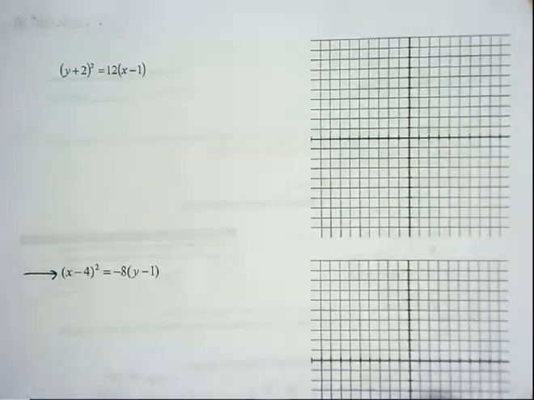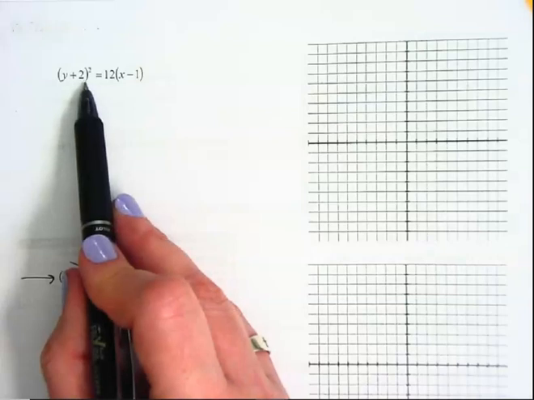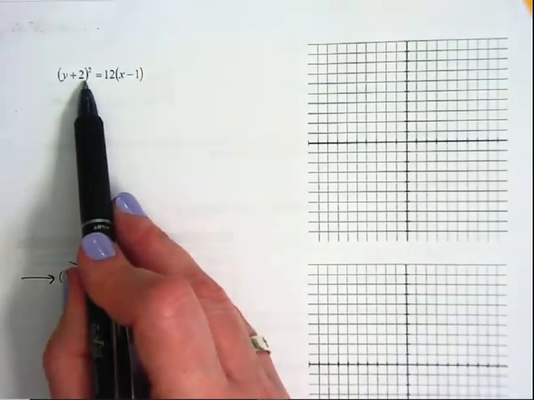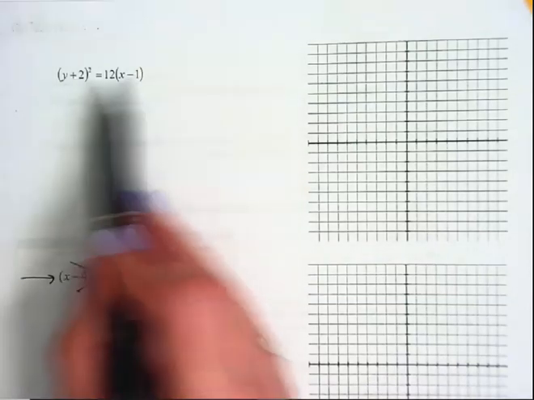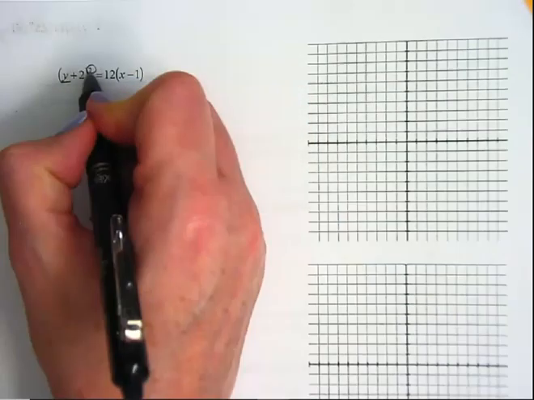All right, so we've done this one. So now we're going to do this one. And this is a horizontal oriented one. I know because this is now a y squared here.